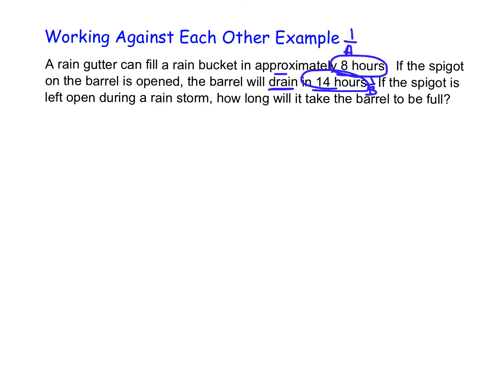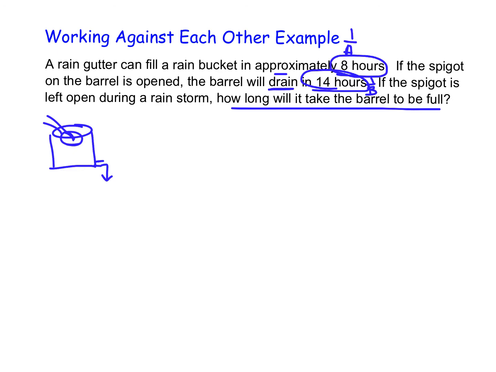And if the spigot is left open during a rainstorm, how long will it take the barrel to be full? So if we think about this barrel here, it's got a rain gutter feeding into it with water coming in, so it's filling up. But then it's got a spigot open over here and there's water coming out. So what's happening is there's water coming in more quickly than water is going out, but there's still some water draining. So we're anticipating it's going to take more than 8 hours to fill that bucket because there's water coming in at a fast rate, but then it's leaving as well.